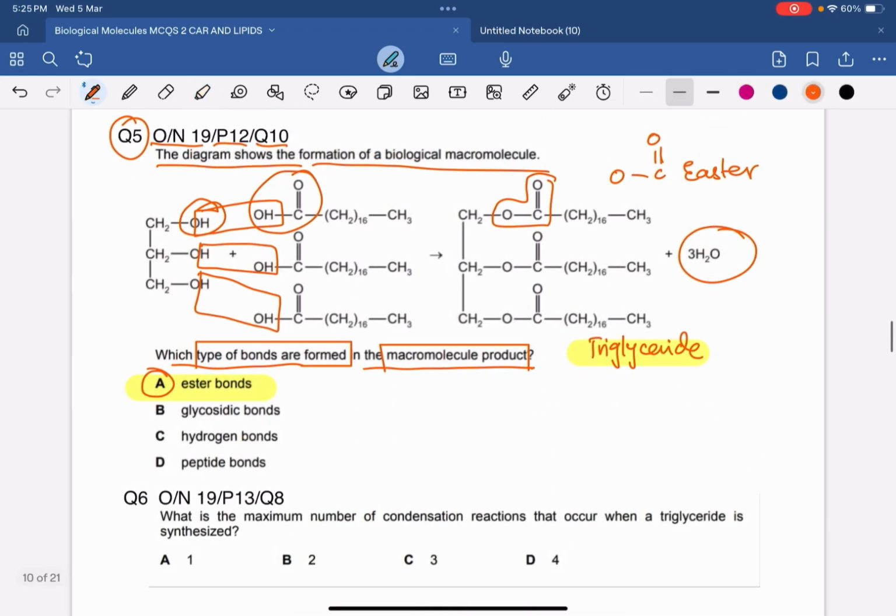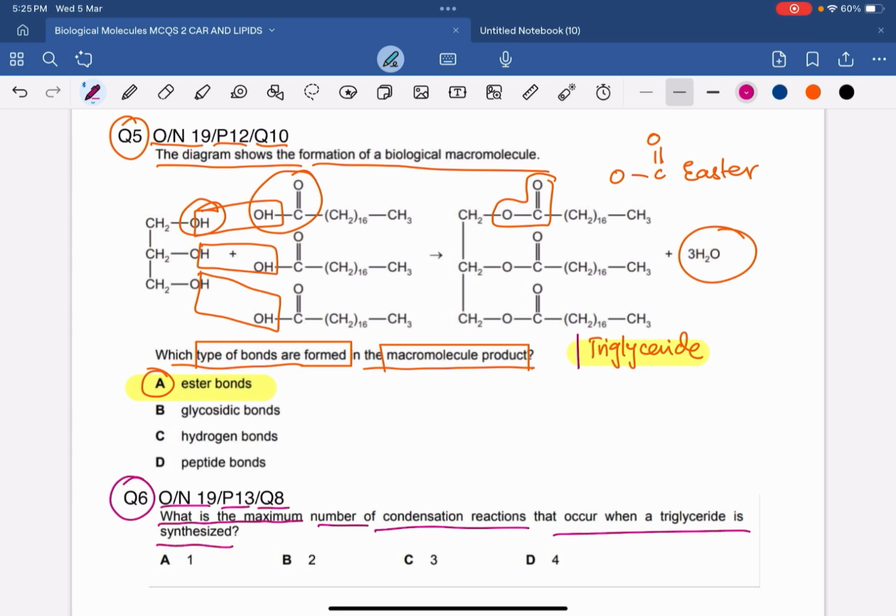Now, this is the question basically where they have asked us about the condensation reaction. It is question number 6, which is from October-November 19, paper 1-3, question 8. It says, what is the maximum number of condensation reactions that occur when a triglyceride is synthesized?